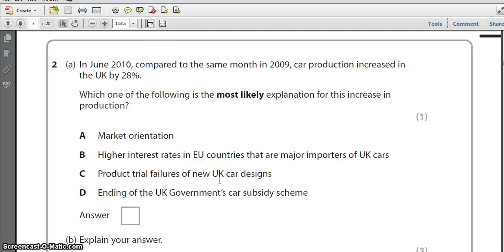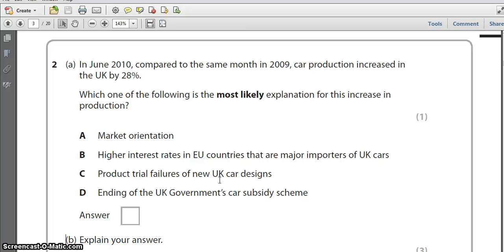It's not really about what you want to provide, it's about what your customers or potential customers say that they want to do. So if the car production was market orientated, then they would be providing whatever the consumer wanted. This would lead to an increase in demand, so production would go up. All the other three would cause demand to go down or supply to go down.